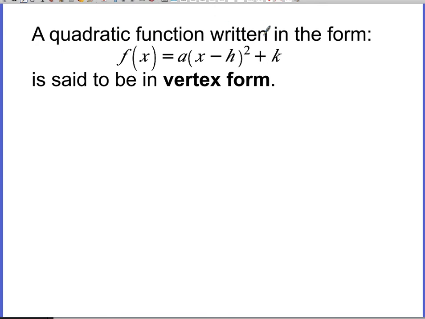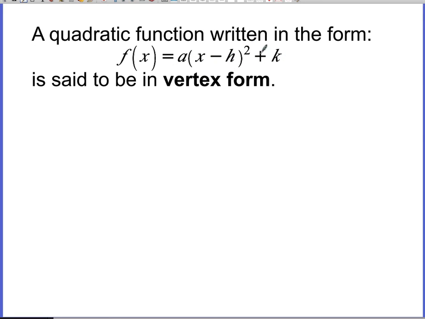Okay, so these are the new variables that we've learned today. We've learned about A, which gives us that either vertical compression or vertical stretching of the parabola. We've learned about H, which shifts our parabola left or right, so it's a horizontal shift to the parabola. And we've learned about K, which is a vertical shift, so it's either an up or down shift to the parabola. And this is vertex form, so f of x equals A times x minus h squared plus k.